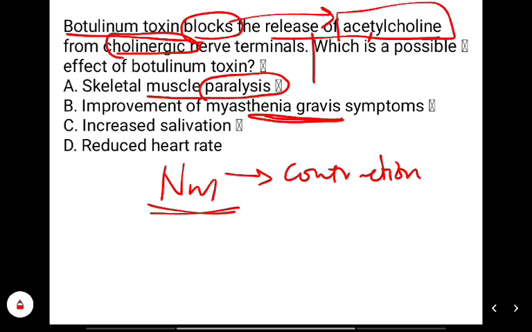Reduction in acetylcholine released by botulinum toxin will cause reduction in the secretions. Now this will also cause reduction in salivation. It will not increase the salivation. Dry mouth and increase in heart rate, not decrease in heart rate.